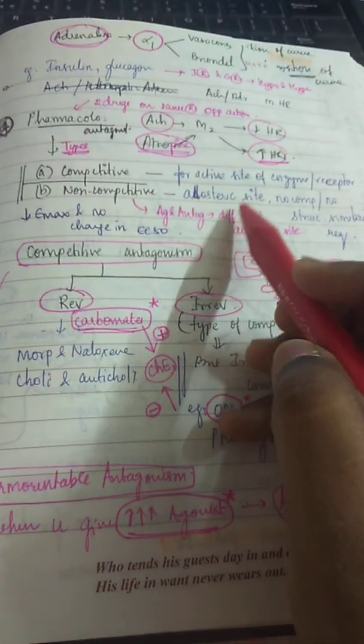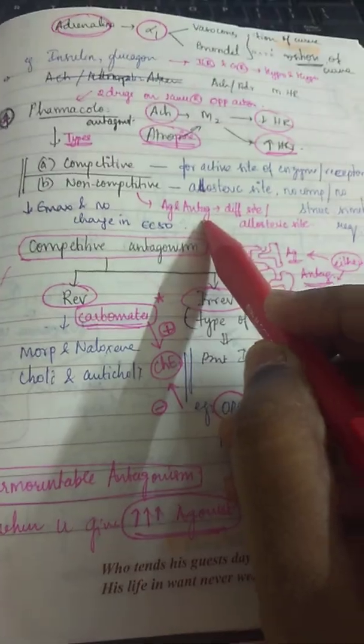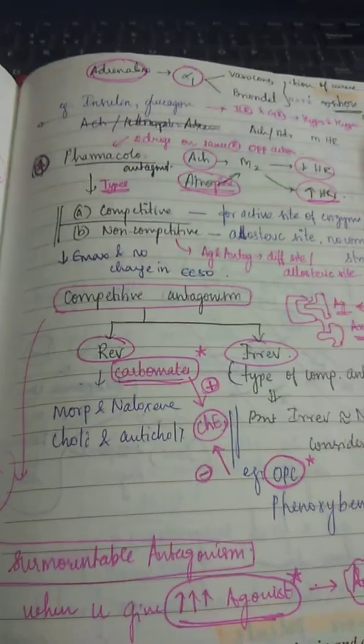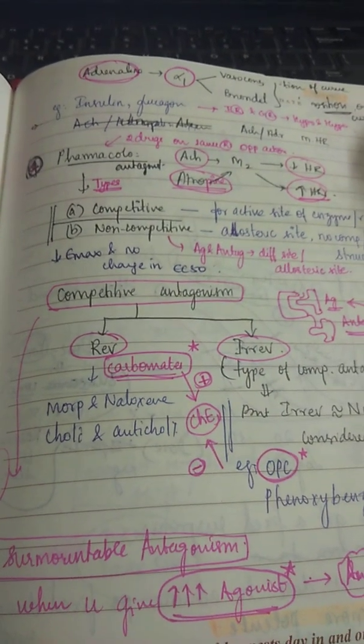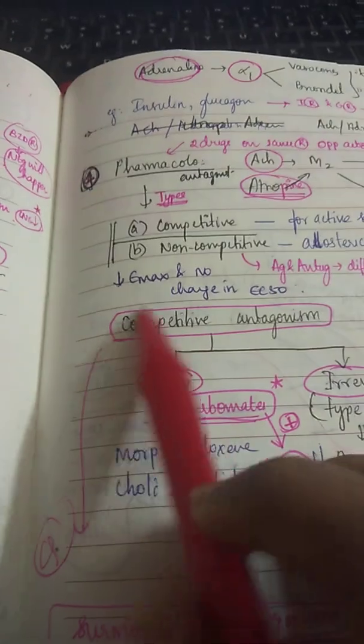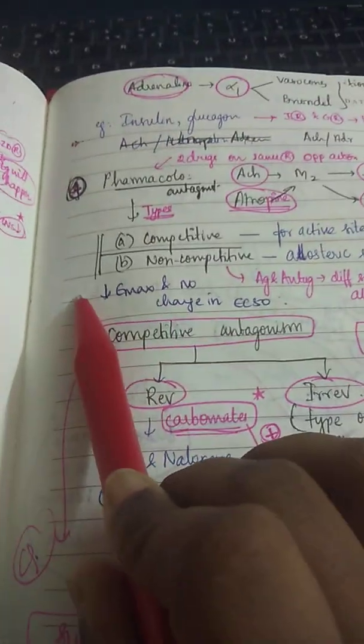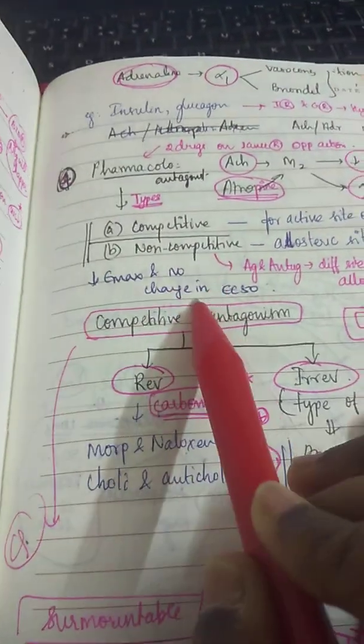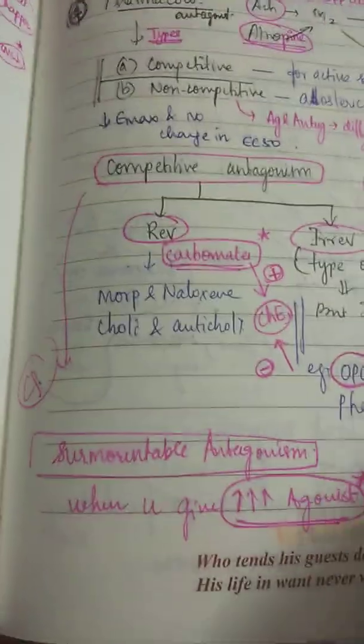Now also there's another thing called non-competitive antagonism. In non-competitive antagonism, there's an allosteric site where the antagonist will act, and then an allosteric conformational change will be produced. What happens is the efficacy of the drug is reduced, but there is no change in EC50, that is, no change in the potency of the drug. So if we plot all this in a graph, what do we find?